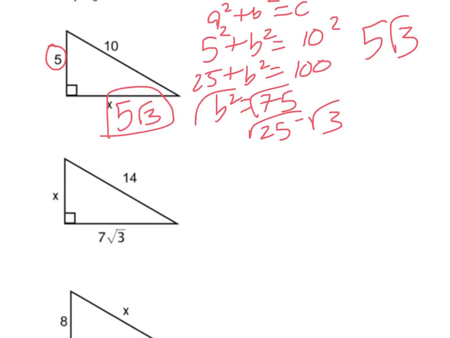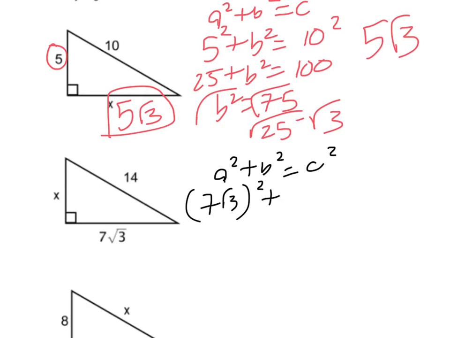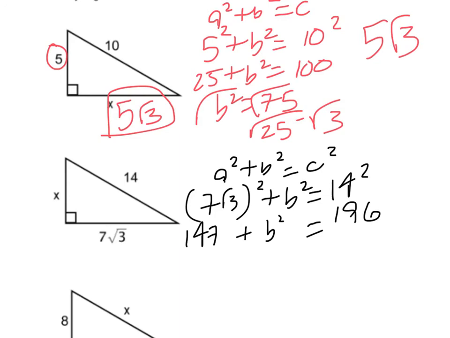Okay, let's take a look at the next one. Ooh, this looks like a pattern's forming. So Pythagorean Theorem, a squared plus b squared equals c squared. I'm going to use 7 root 3 squared plus b squared equals 14 squared. Now, since you all know your perfect squares, 14 squared is 196. B squared plus 49 times 3 is going to be 147. You subtract 147 from both sides, you wind up with 49, and b is equal to 7. So we have a 7 right there.